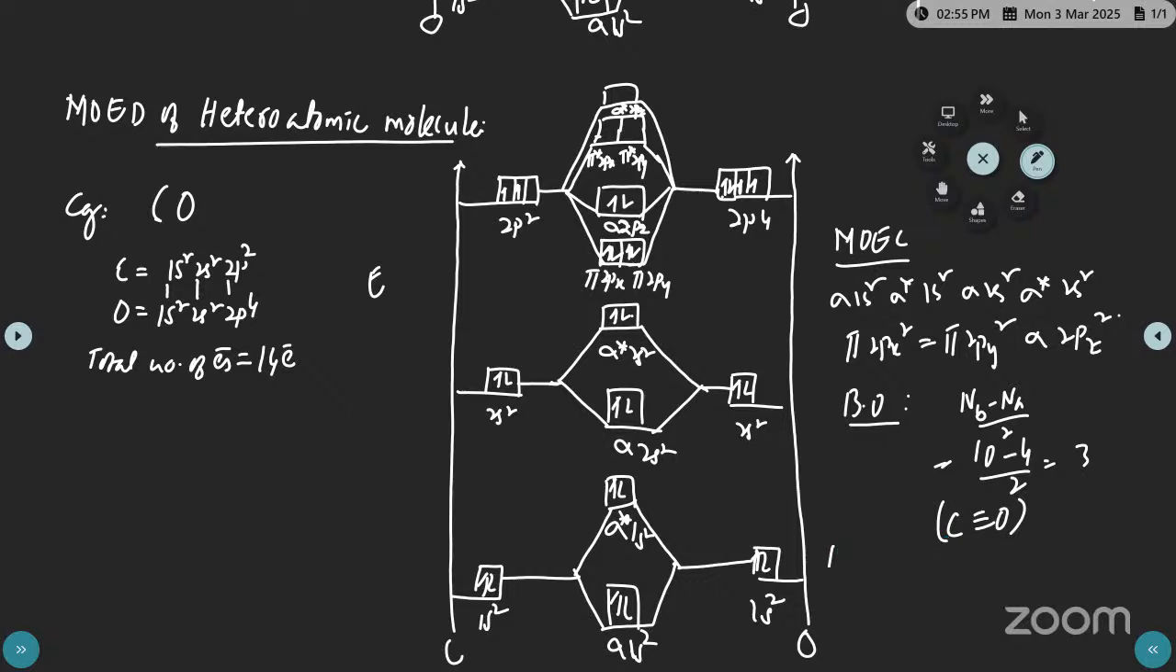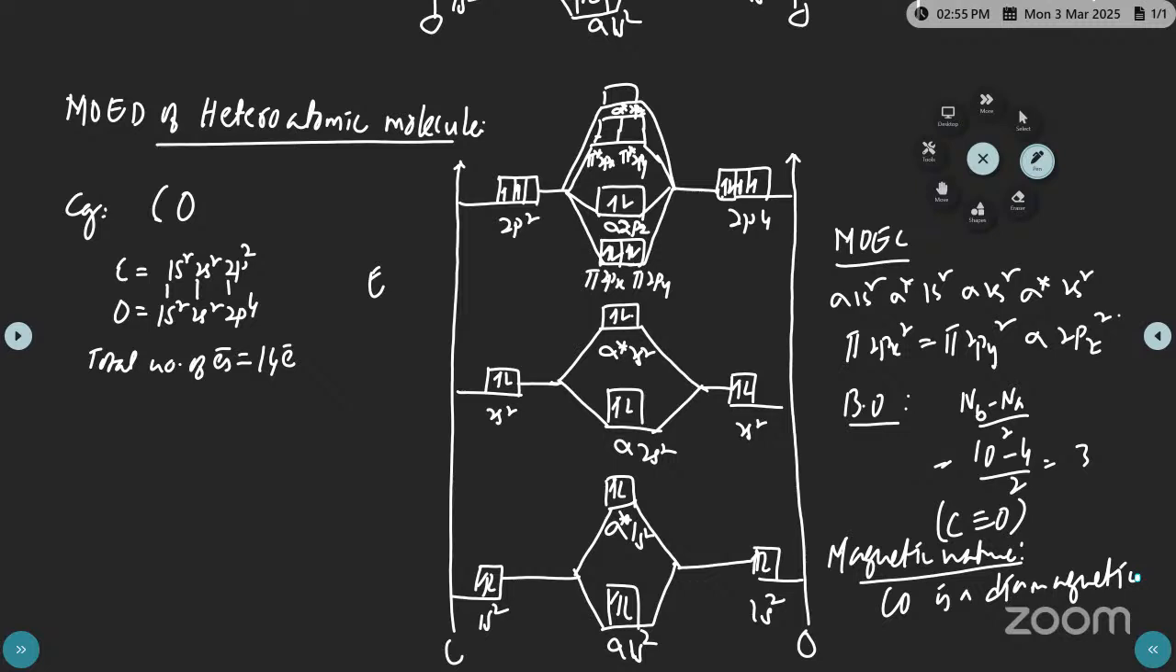Then the magnetic property, whether paramagnetic or diamagnetic. Carbon monoxide is diamagnetic because all the electrons in the molecular orbitals are paired. Carbon monoxide is diamagnetic in nature. This is about the molecular orbital energy diagram of heteroatomic molecules.